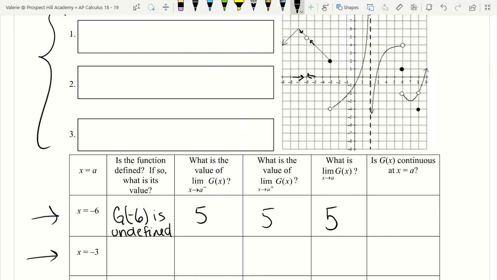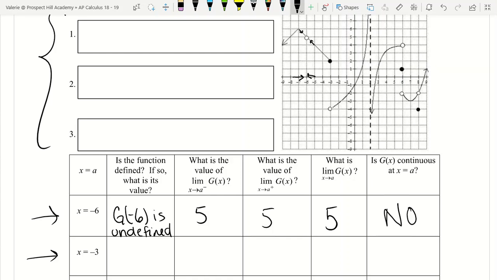Now, this is the question: is g of x continuous at x equals -6 in this case? I'm going to have you try and figure out where the answer is going to be yes, according to this table.